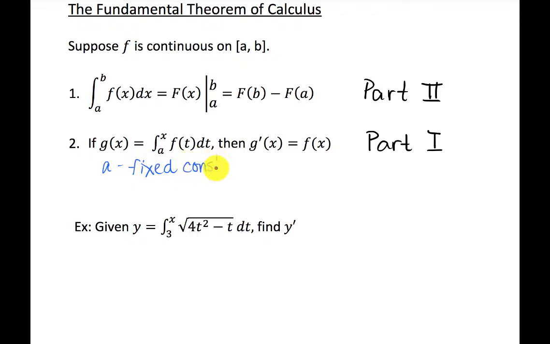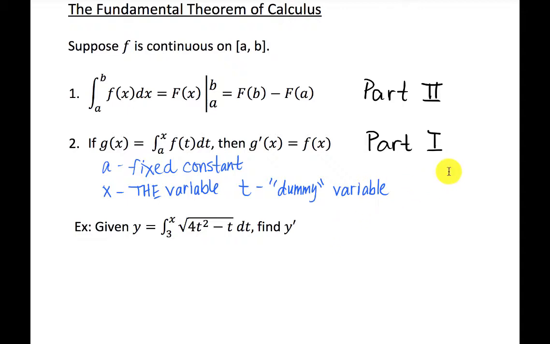So I just want to kind of help you out with these different letters here from this part of the fundamental theorem. The a that you see, that's just a fixed constant. The x is the actual variable that we're working with, and then the t is just what we would call a dummy variable. So let's see an example of using this part of the fundamental theorem of calculus.